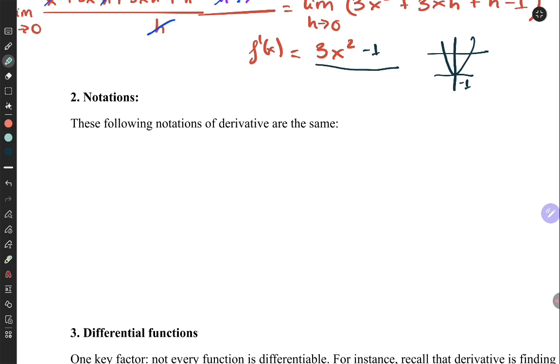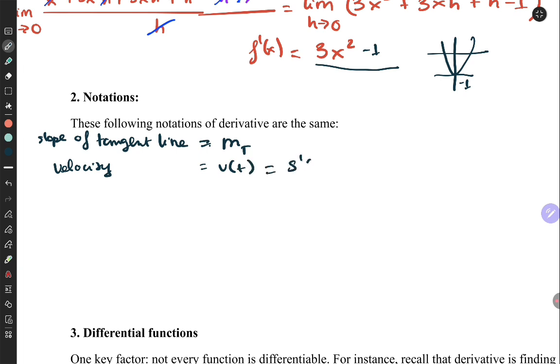Okay, last thing before we close out is just notation. Notation is just a different way of writing the derivative. So far you have learned a few notations. A very informal one is the slope of the tangent line. Remember, not the slope of anything, the slope of the tangent line, is one way to express the derivative. Velocity is also another way to express it, as the derivative of the distance.